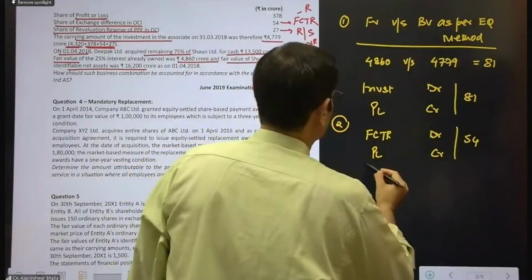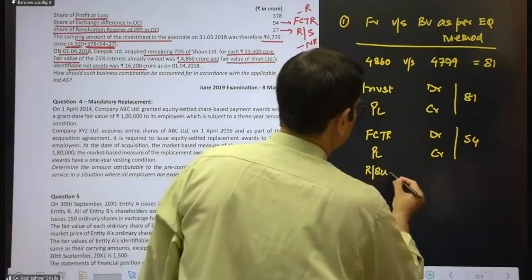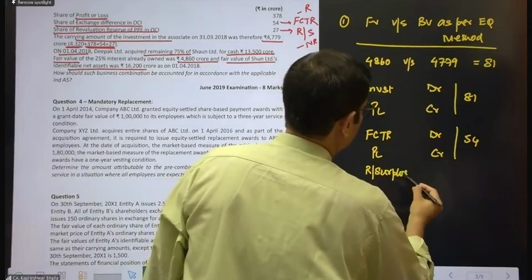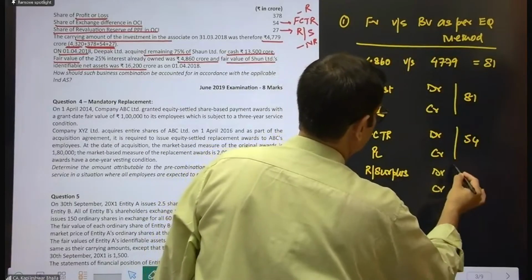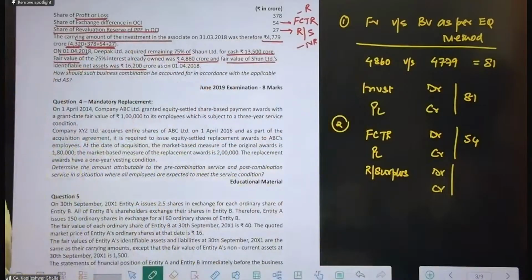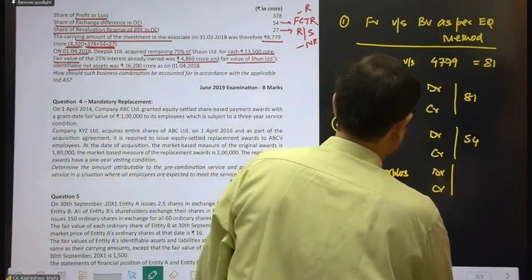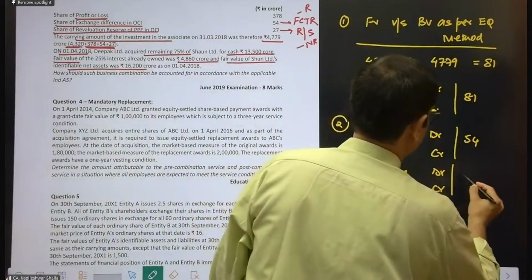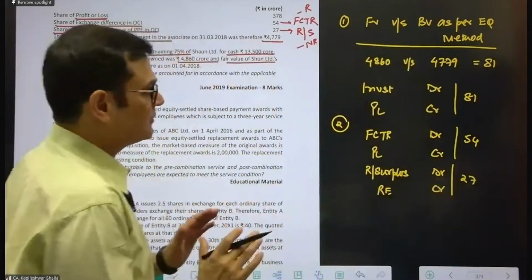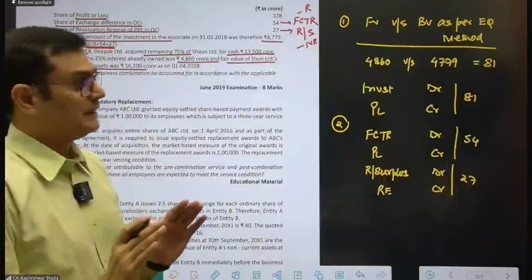Then there is another balance which is in the revaluation surplus. And where would you transfer the revaluation surplus balance considering it is not recyclable? RE. It goes to retained earnings. So this will go to tab number 2, the retained earnings, and that is to the extent of 27. Tab number 2. I think that makes life simple when you go step by step.